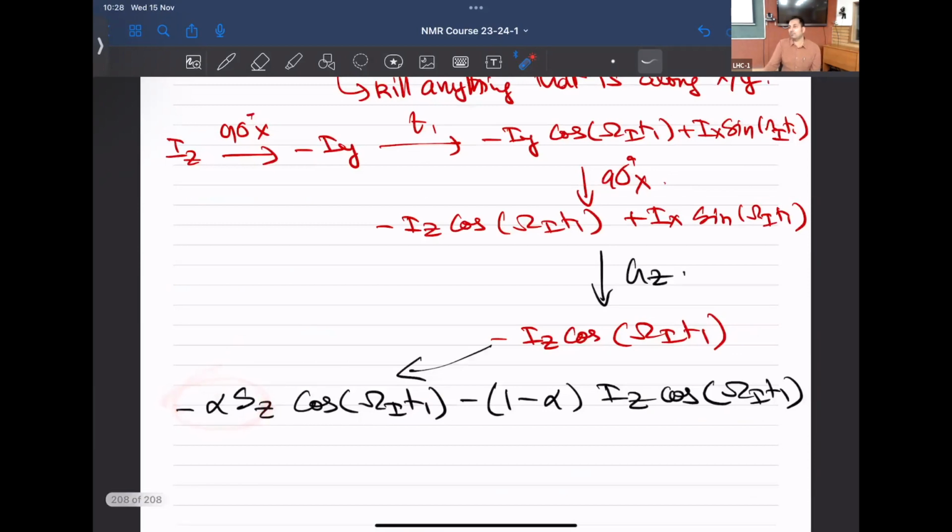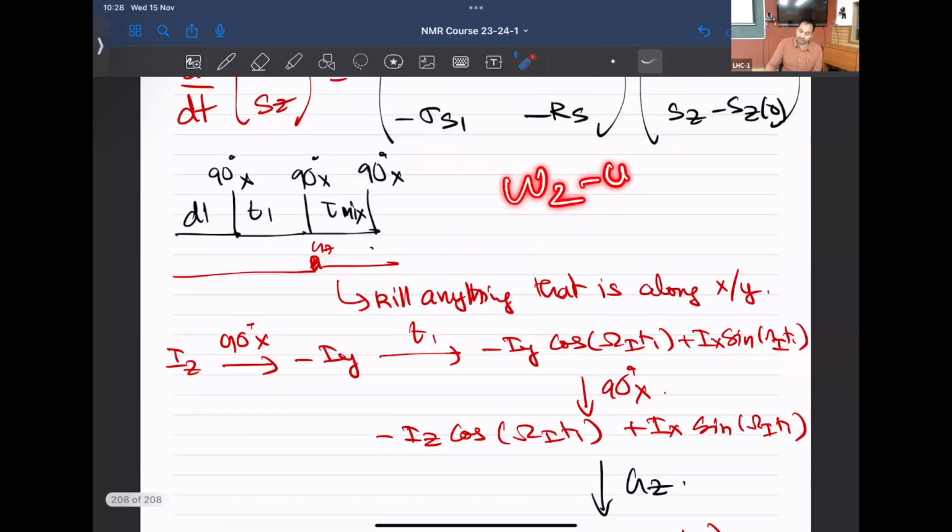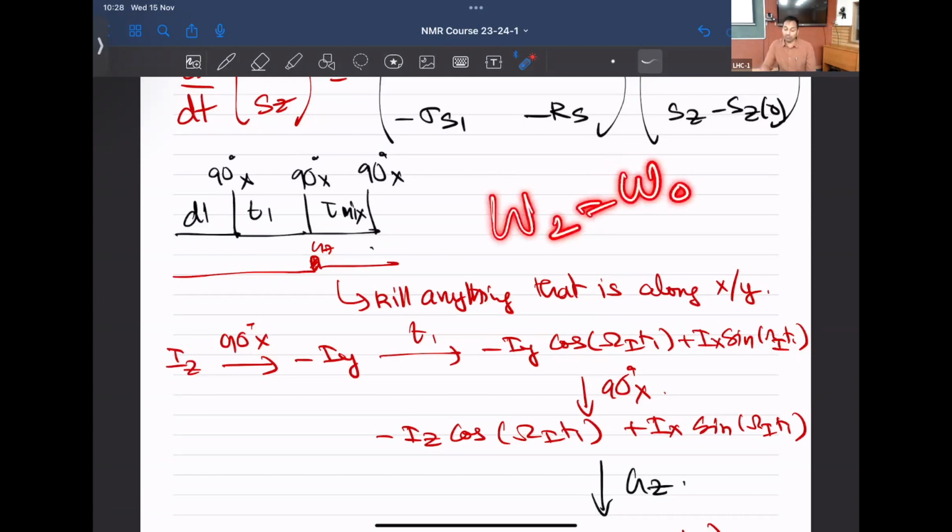Alpha is just a random number that I took. Alpha will be dependent upon how strong W2 minus W0 is. If W2 minus W0 is very high, there's a lot of transfer that will happen. If W2 equal to W0, no transfer happens. So there are situations where when the transition probability of double quantum and zero quantum match, you'll not get any NOESY peaks, although two spins are close in space. So there are some parts of this experiment which is blind to some molecular weight. I'll come to that later.